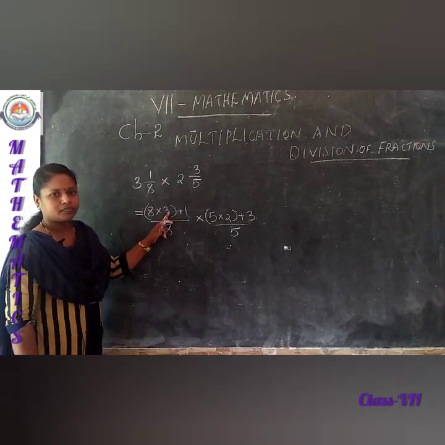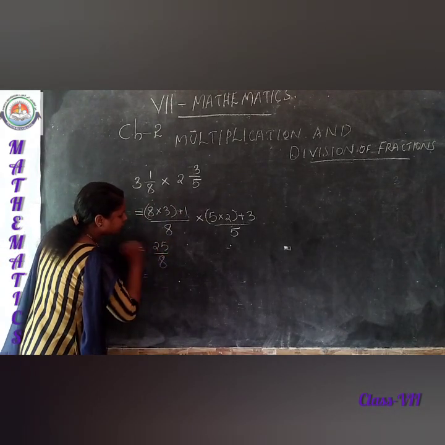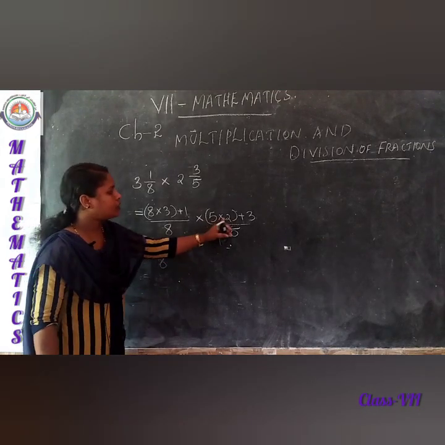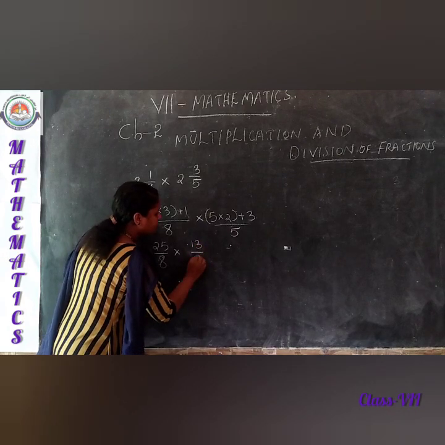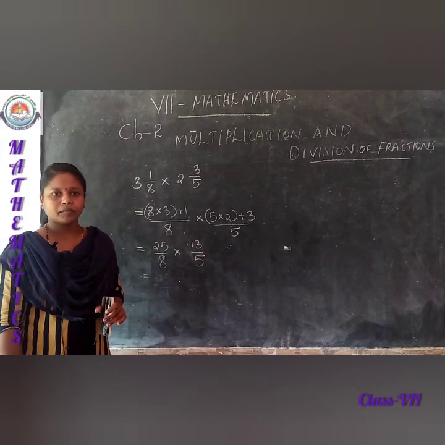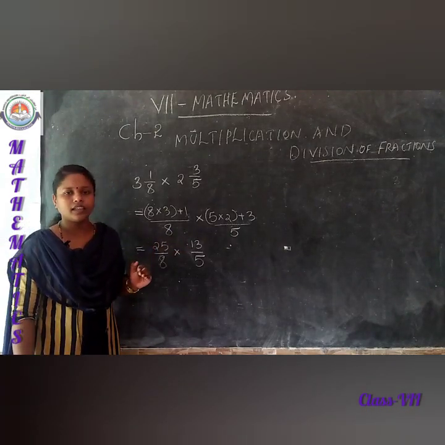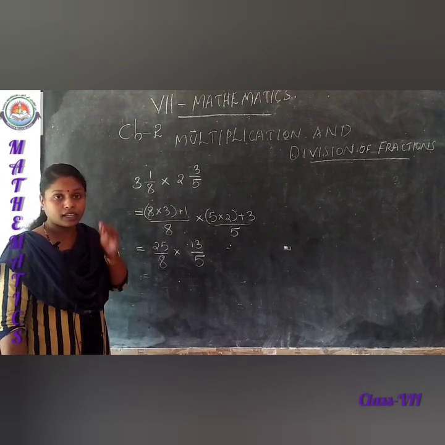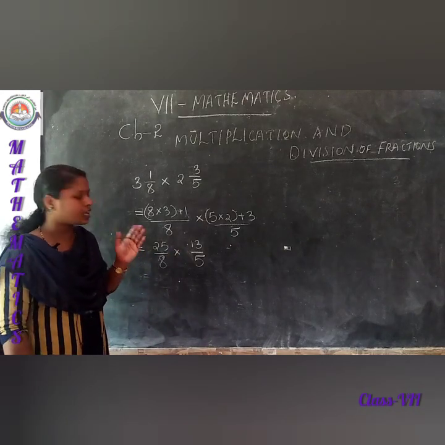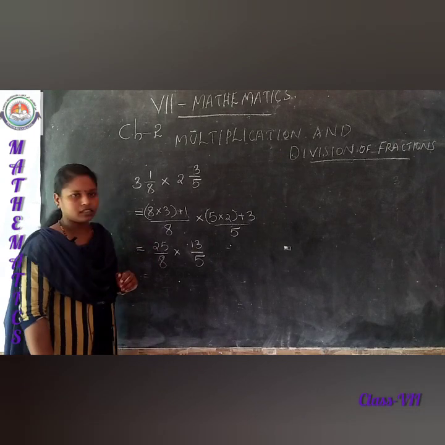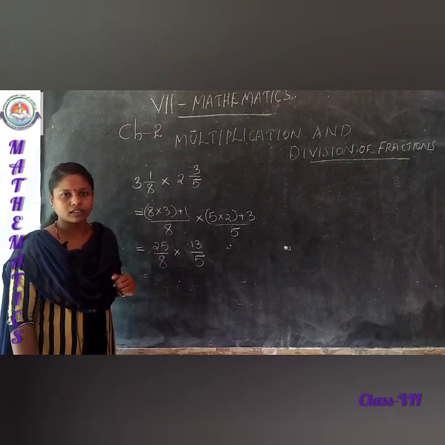Equal to 3 into 8, 24 plus 1, 25. It is 25 by 8 into 5 into 2, 10 plus 3, 13 by 5. Okay, now we have two improper fractions. Then we can check, are there any common factors in the numerator and denominator? It is 25 and 8. There is no common factor. 13 and 5, is there any common factor?